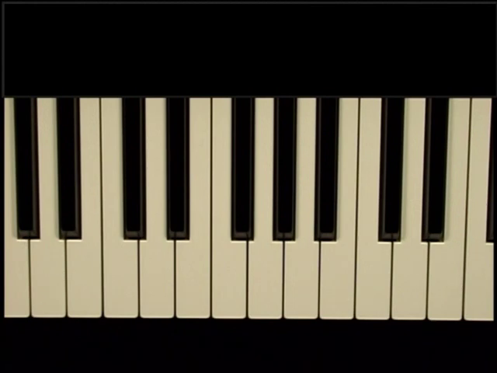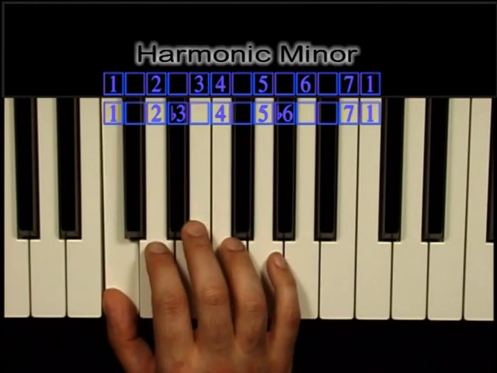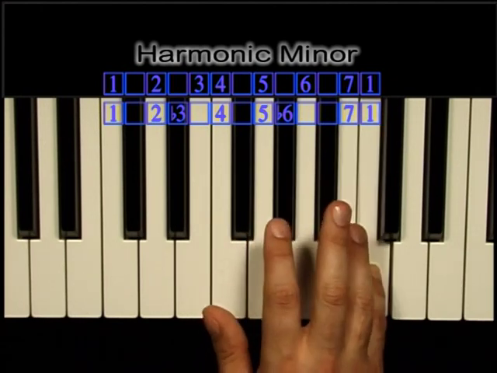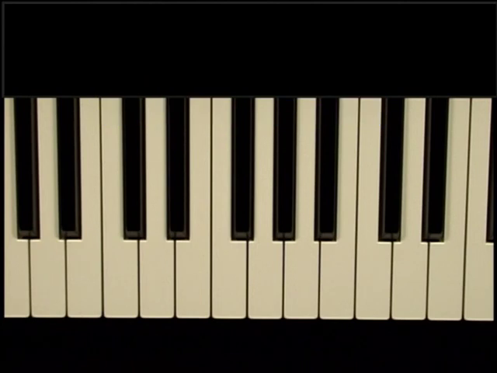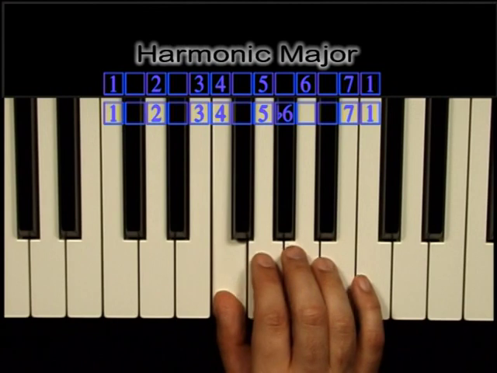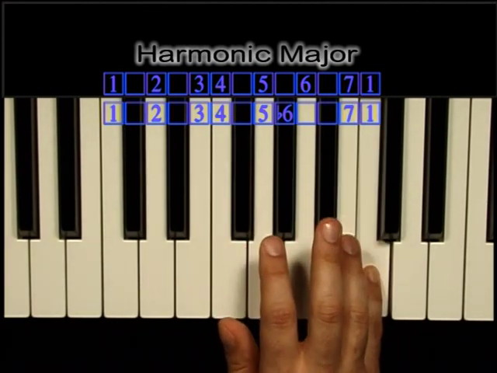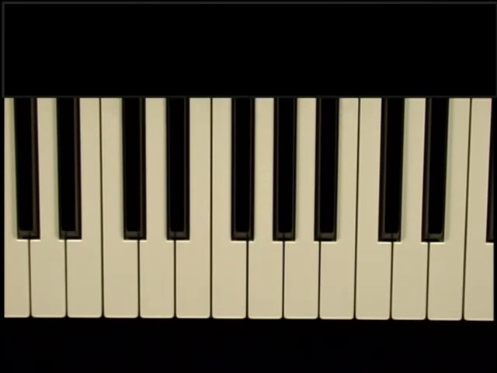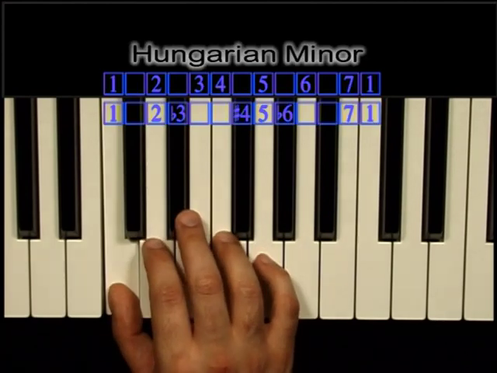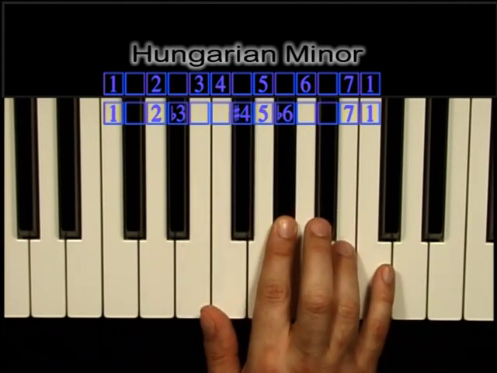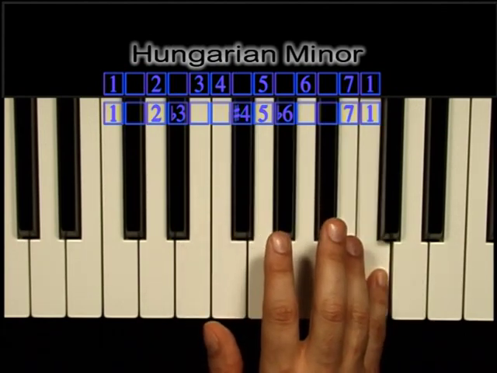If we flat the 3: 1, 2, flat 3, 4, 5, 6, 7, and the octave, we get the melodic minor. If we flat the 3 and the 6: 1, 2, flat 3, 4, 5, flat 6, 7, and the octave, we get the harmonic minor. If we flat just the 6: 1, 2, 3, 4, 5, flat 6, 7, 1, we get the harmonic major. If we flat the 3 and the 6 and sharp the 4, we get a Hungarian minor: 1, 2, flat 3, sharp 4, 5, flat 6, 7, and the octave.